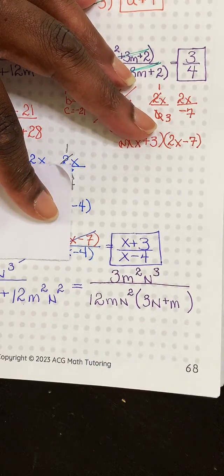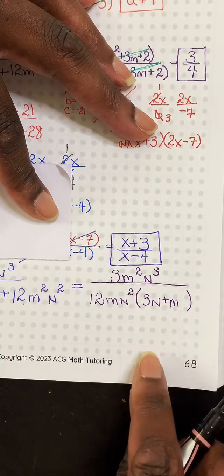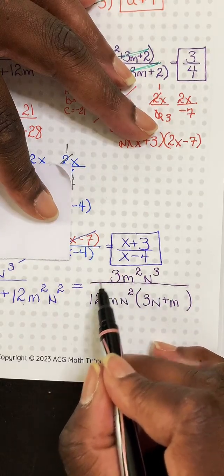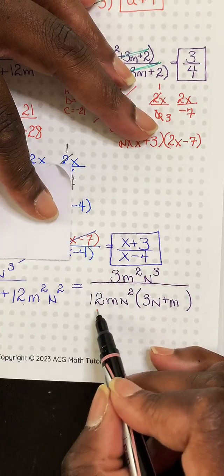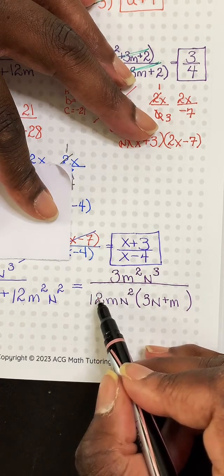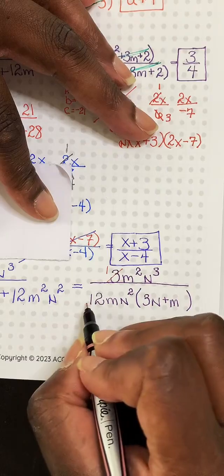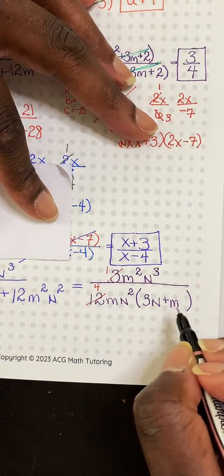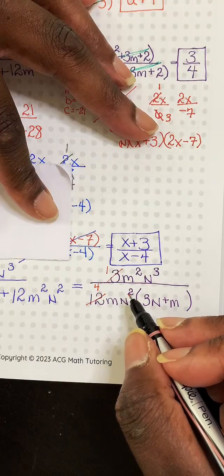So what I notice, this 3n plus m is going to stay in the denominator. But now, this 3 and the 12, you can simplify that. Or you can divide that. So 3 and 12, they both have 3 in common. So 3 divided by 3 gives me 1. 12 divided by 3 gives me 4. Now when we're dividing, remember we're going to subtract the exponents.